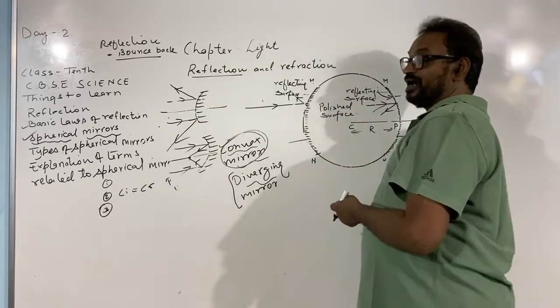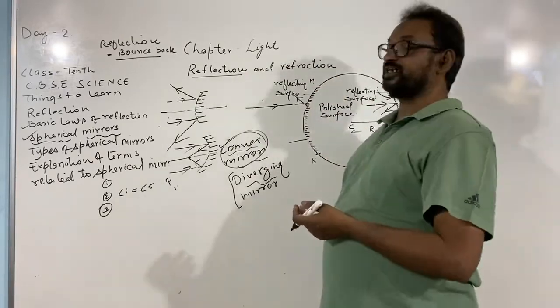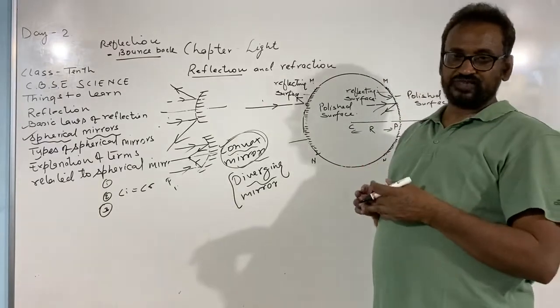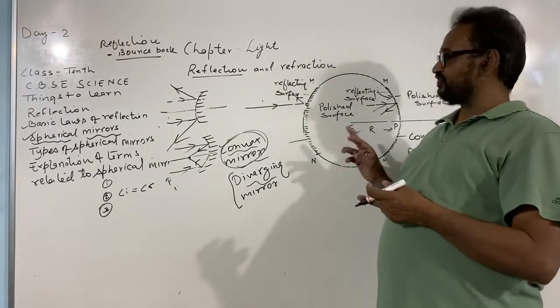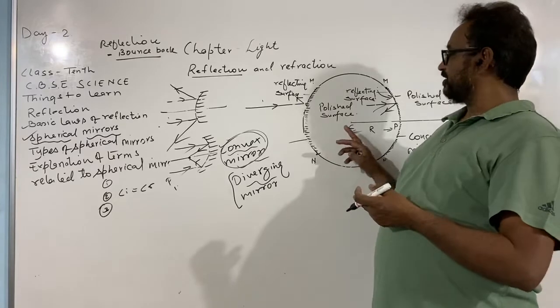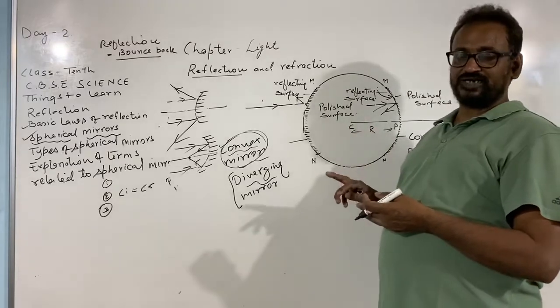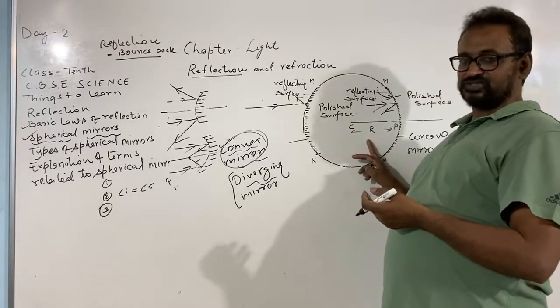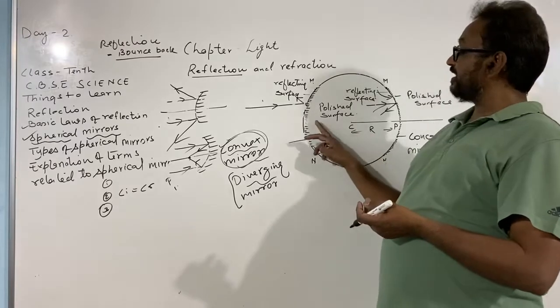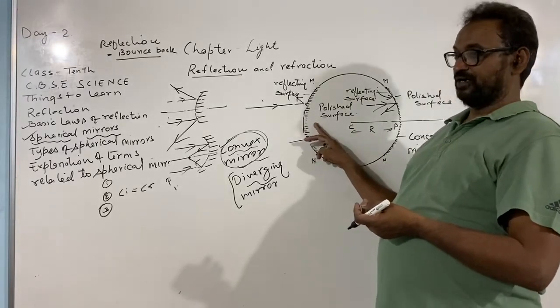So now you are able to differentiate two types of the spherical mirrors. Spherical mirrors are of two types, converging mirror and diverging mirror. Converging mirror, that is concave mirror, and diverging mirror, convex mirror.